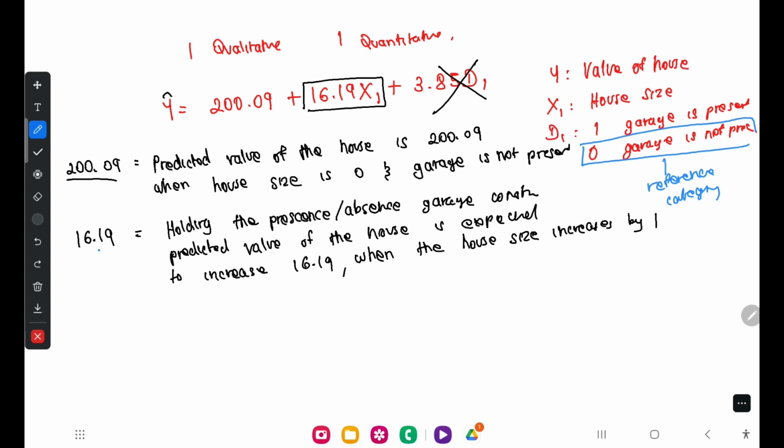Remember that this is a multiple linear regression. So when we are interpreting one independent variable, we have to keep the other one constant. So that's what I have said over here. The presence or absence of a garage is constant. Okay. Then we have to explain this 16.19. What does it mean? When we increase the size of the house, that is x1, by 1 unit, what is going to be the change in our dependent variable? That is, the value of the house is going to increase by 16.19.